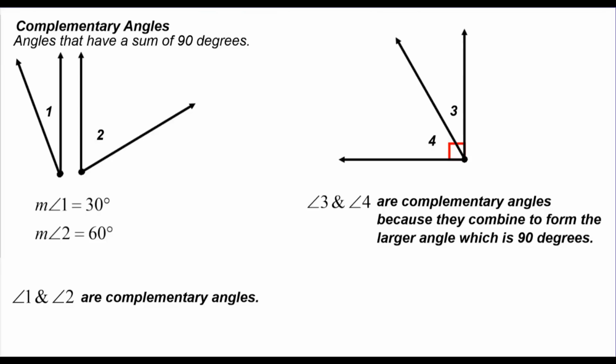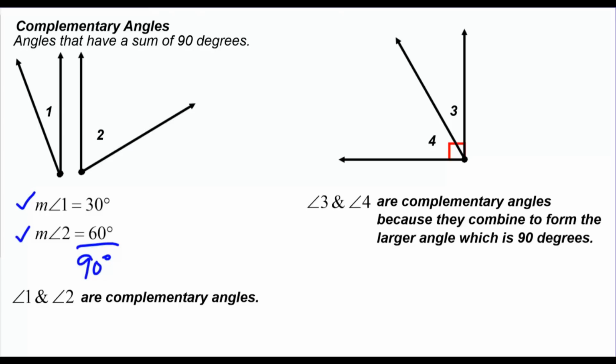Next, we have complementary angles. And again, these are angles that have a sum of 90 degrees. So the first example, I have angle 1 and angle 2. The measure of angle 1 is 30 degrees and the measure of angle 2 is 60 degrees. So when I add them together, I get 90 degrees. So I would say angle 1 and angle 2 are complementary angles.